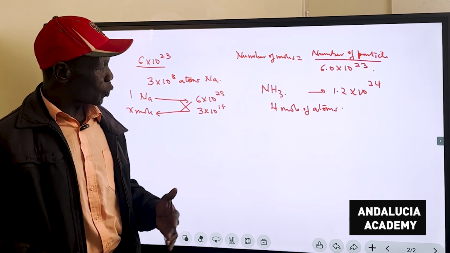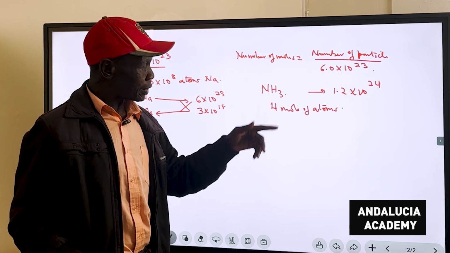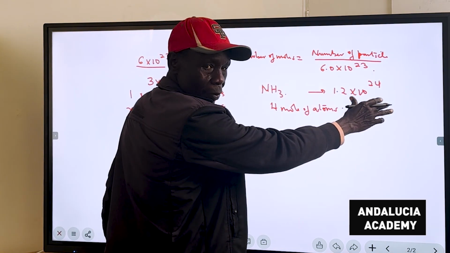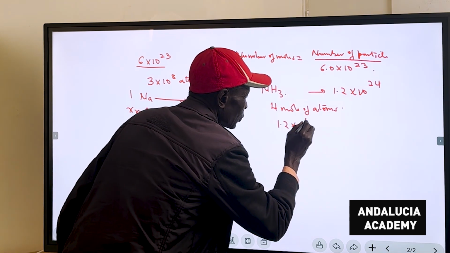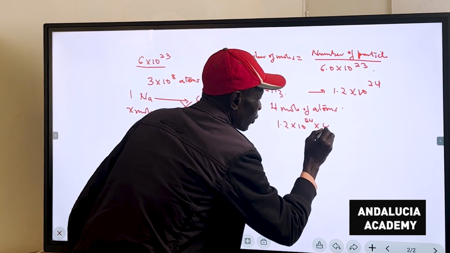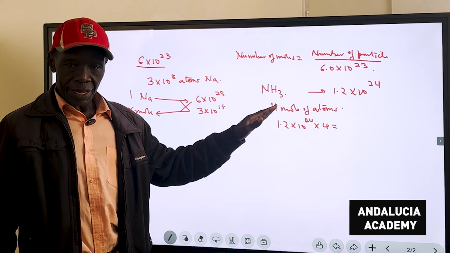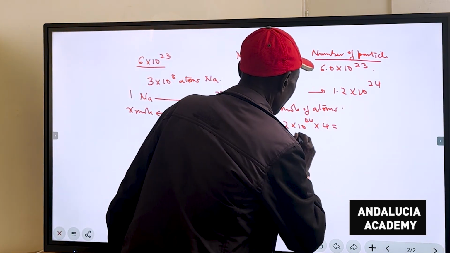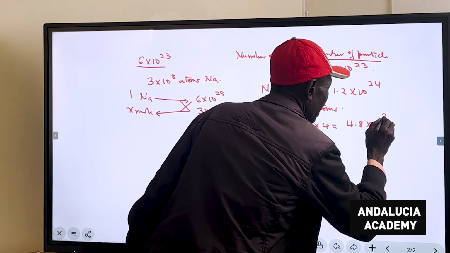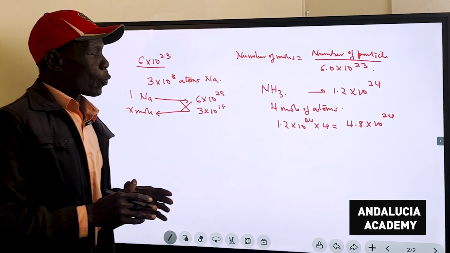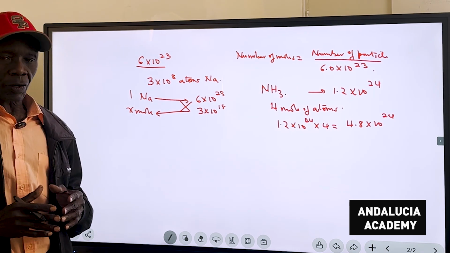But the quickest thing to do is, since I know there are 4 moles of atoms, I multiply this one by 4. So my 1.2 times 10 to the power 24 times 4 will give me the total number of atoms present. So what I do here will be 4.8 times 10 to the power 24. Now, when I divide that number by Avogadro's number, I can actually get the number of moles of atoms.